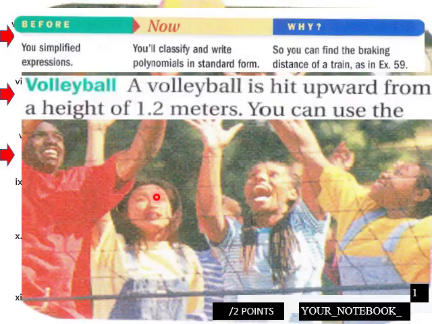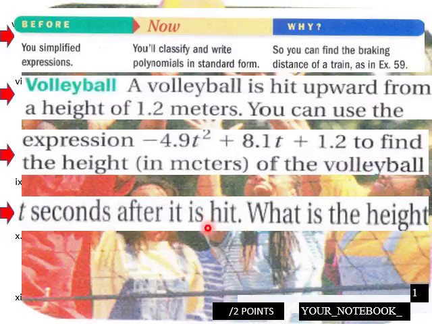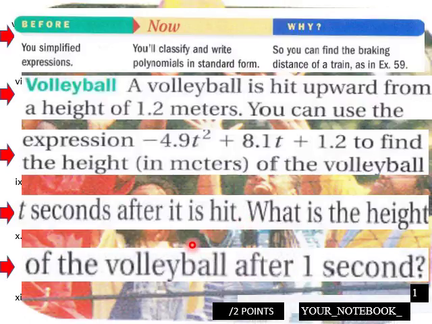Volleyball. We have a volleyball hit upward, and we have this cool formula here. You can use this polynomial to find the height in meters of the volleyball t seconds after it's hit. What is the height of the volleyball after 1 second? You can plug 1 second in for t and find the height. That's using the motion formula for objects.